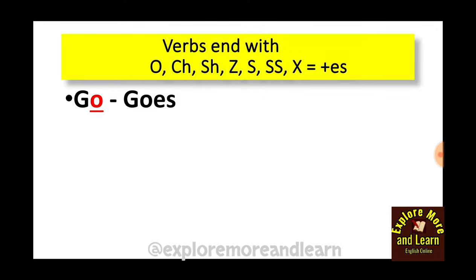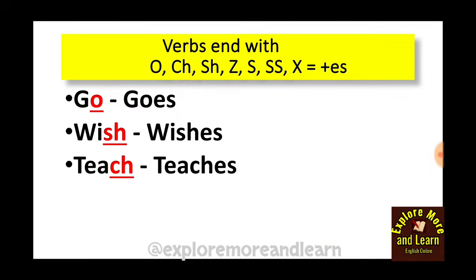For example, go becomes goes. We add ES to go in simple present tense as it ends with the letter O. Another example, wish becomes wishes, teach becomes teaches in simple present tense, and relax becomes relaxes. Alright? I hope you have understood this rule.